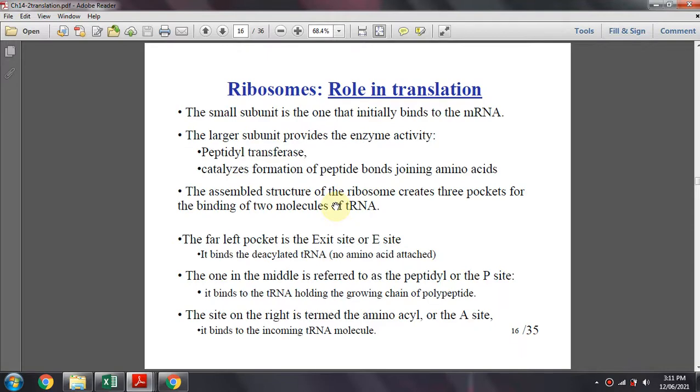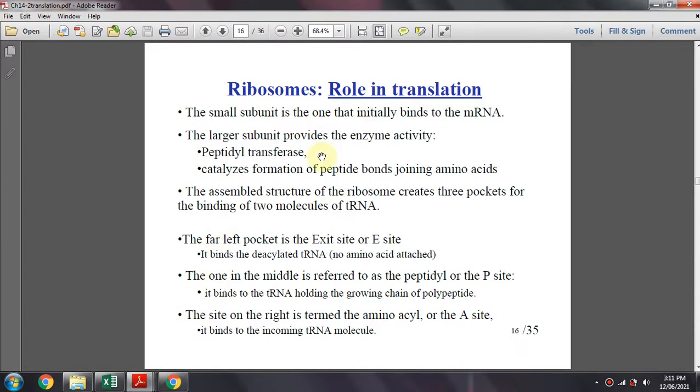The role of ribosomes in translation: the small subunit initially binds to the mRNA. Now, how does it bind? The sequence present on mRNA is complementary with the rRNA sequence present in the smaller subunit of the ribosome. The smaller subunit contains rRNA, and a few sequences of the rRNAs are complementary with the mRNA sequence. So they are aligned. The smaller subunit is aligned onto the mRNA by forming hydrogen bonds.